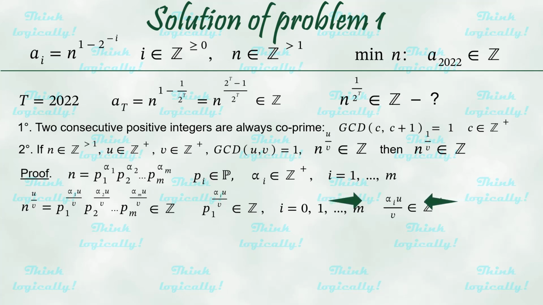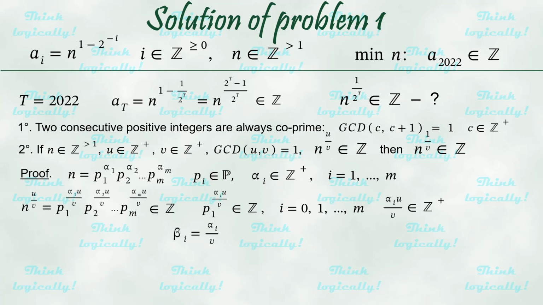So alpha sub i times u is divisible by v. But u and v are coprime. Therefore, alpha sub i must be divisible by v. This property of coprime numbers is mentioned in numerous sources. Some of them even prove it. So with your kind permission, I will skip the proof again.